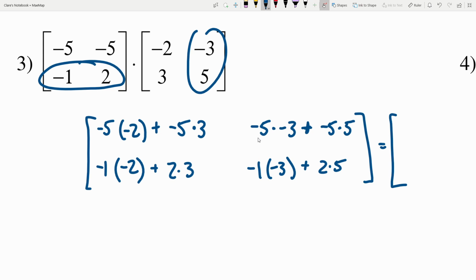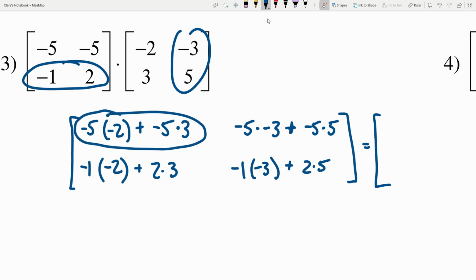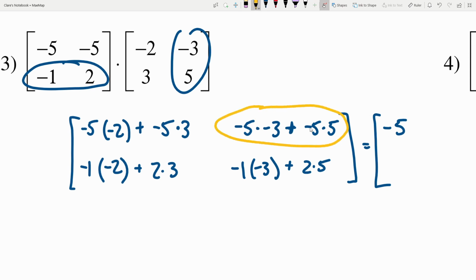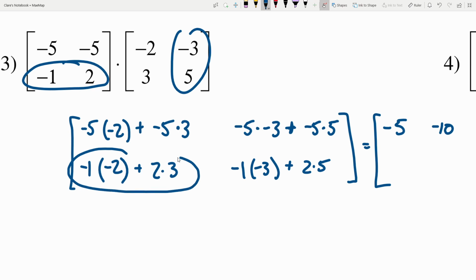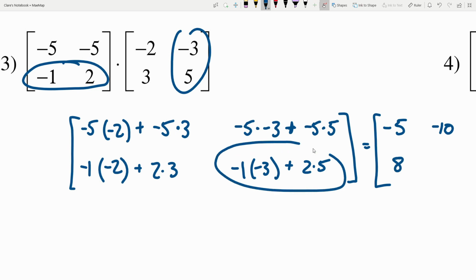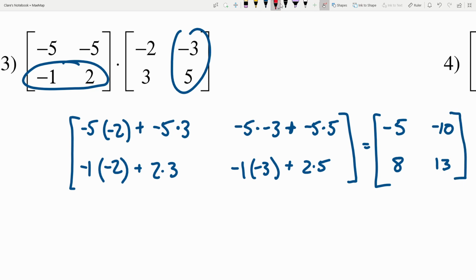So let's go ahead and write this matrix out. I have negative 5 times negative 2, which is a positive 10, and I'm adding that to negative 5 times 3, which is a negative 15. So that will result in a negative 5. And then I have negative 5 times negative 3, which is a positive 15, but I'm adding that to a negative 25, so that's going to be a negative 10. And then I have negative 1 times negative 2, which is going to be a positive 2, and I'm adding that to 2 times 3, which is 6, so 2 plus 6 is 8. And then lastly, negative 1 times negative 3 is a positive 3, and I'm adding that to 2 times 5, which is 10. 3 plus 10 gives me 13. So my solution in number 3 is negative 5, negative 10, 8, 13.